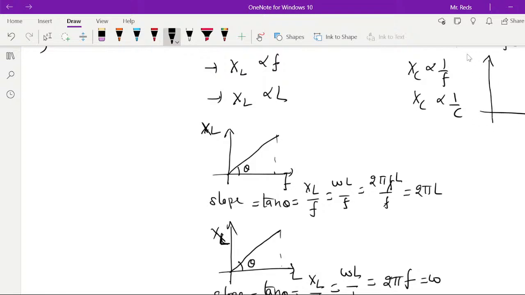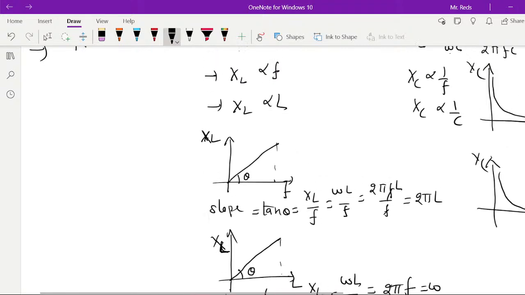So if this is XC and this is frequency, as they're inversely proportional, the inverse relation is given by this parabolic curve, an inverse parabola. Whereas for the XC and C curve, they are also inversely proportional, so this also follows this relation. Okay, inverse relation. This follows a straight line relation. This follows an inverse relation. Right? This is a kind of 1 by x graph. These points you guys have to remember.